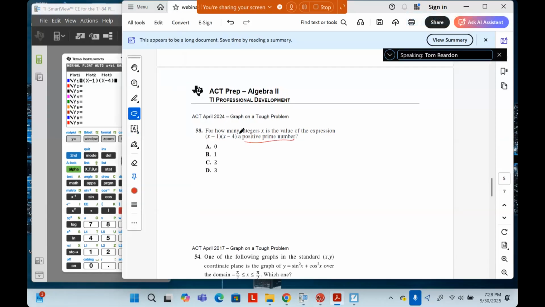Oh, if you multiply, then either X minus 1, I like that. X minus 1 must equal 1, or X minus 4 must equal 1, because what is the definition of a prime number? Only divisible by 1 and itself. So therefore, X could be 2 or 5, right? Thank you, Jesse. And so if X is 2, what do you get? You get -2, which is not prime. If X is 5, you get 4, which is not prime. So I think the answer has to be 0.